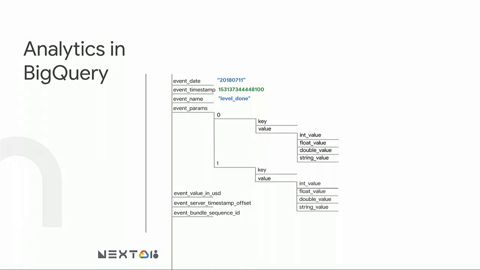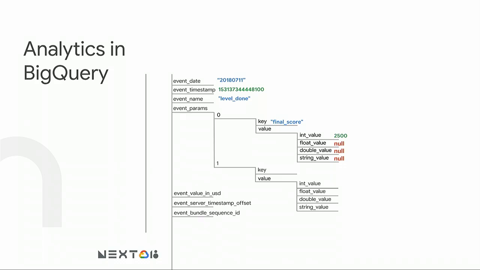Afterwards, there's a bunch of event parameters. This is an array. You can throw in as many things as you want here. And in those, there's a name for the key. So that says, for example, here we're looking at the final score when your level is done. And that's going to have an int value associated with it.